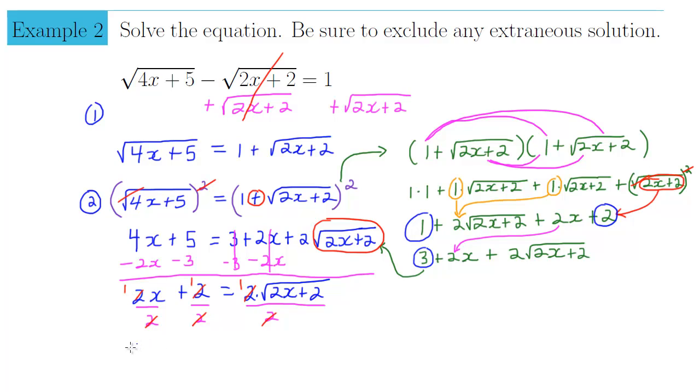So let me write what I have left. 1x plus 1 equals 1 times root 2x plus 2. So really just root 2x plus 2.